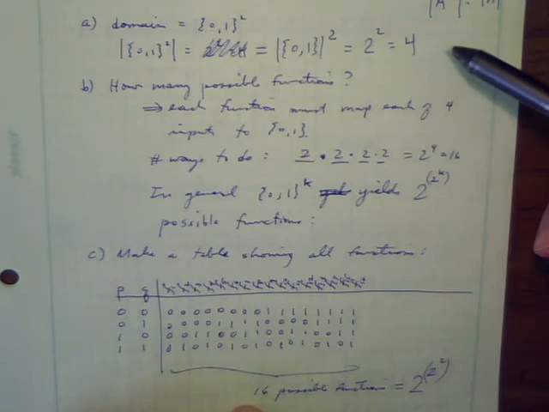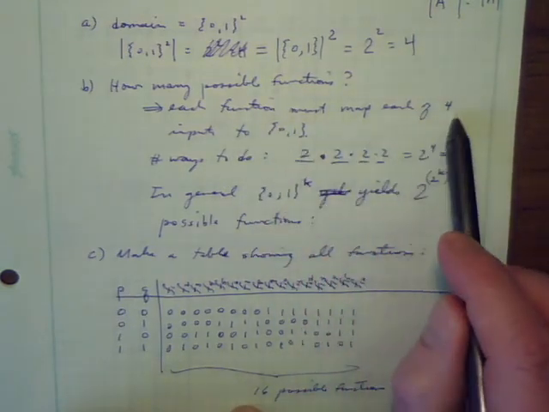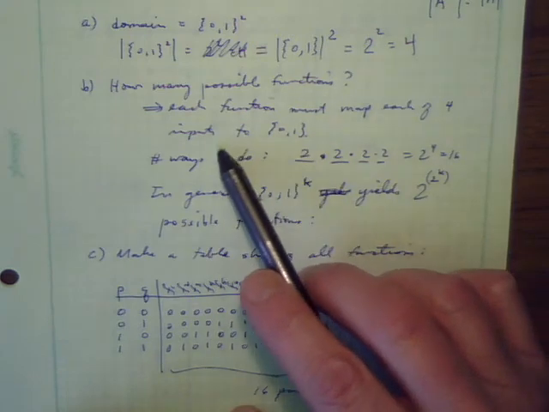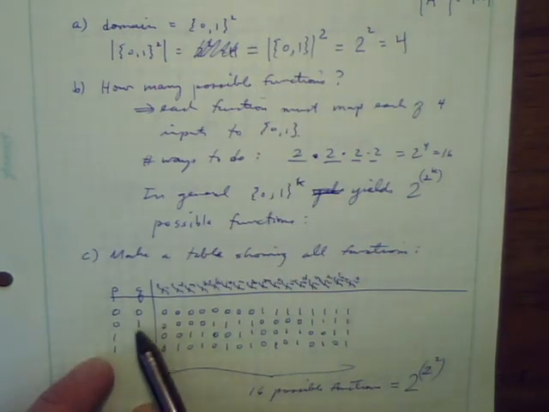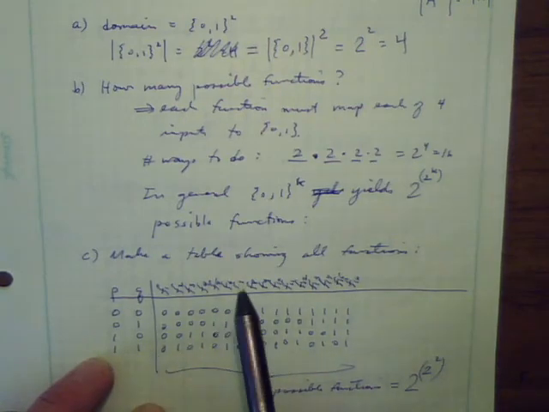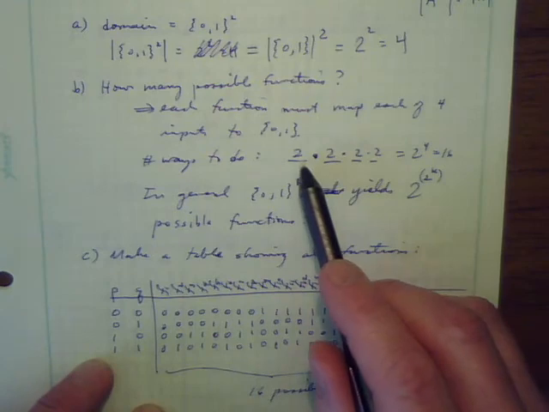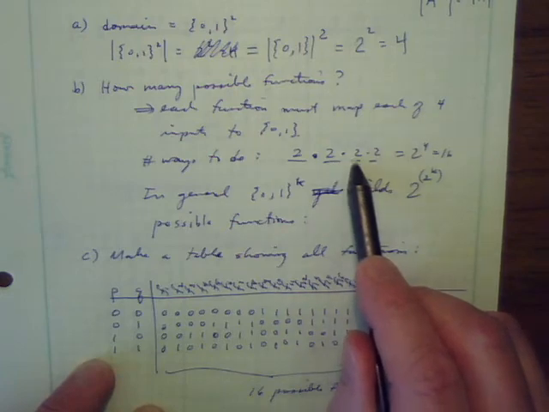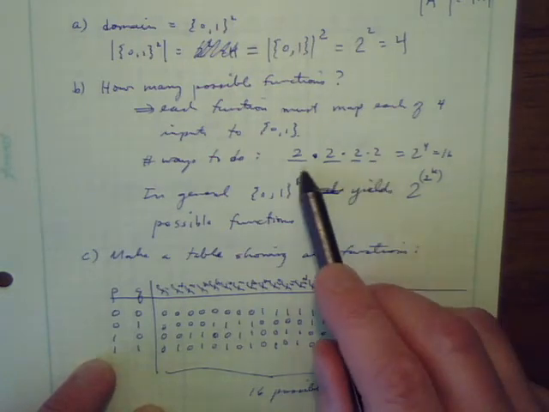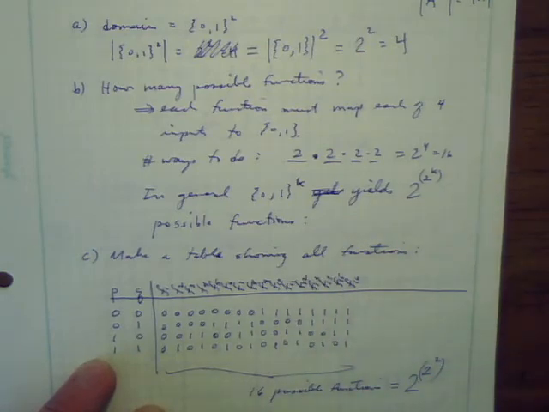We can also argue that by saying, look, each function must map each of the 4 inputs to either a 0 or a 1. And so here I have 4 possible inputs, 4 rows, and the output has to be either a 0 or a 1. And so there are 2 possibilities for the first, 2 for the second, 2 for the third, and 2 for the fourth. Altogether, 2 to the 4th, or 16 possibilities.